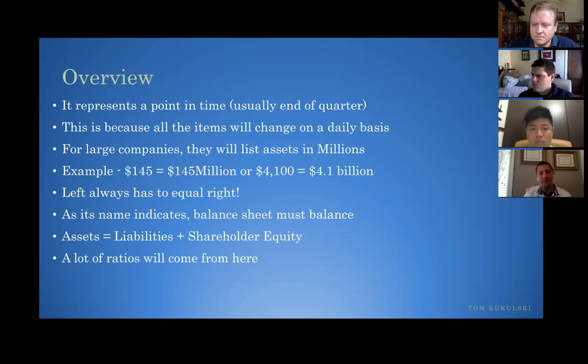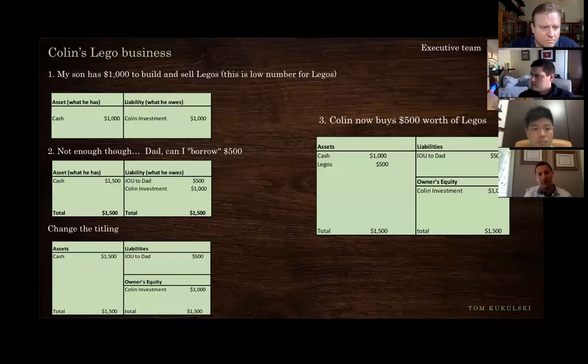If we go to the next slide, Michael. This is very simple, but what I did was, you have the executive team up there: my wife, my son, and some random Lego guy from Legoland. What I'm trying to do here is pretend my son starts a business. He's going to sell Legos. I put in a low number for Legos because I don't want to imagine what we've spent on Legos.